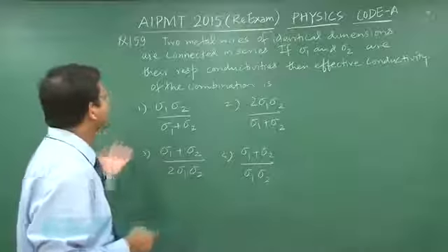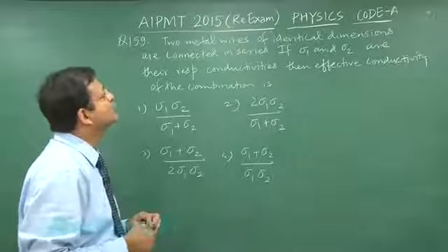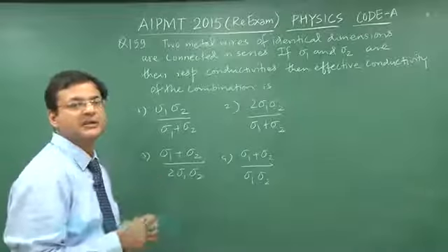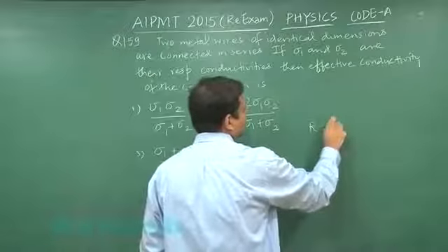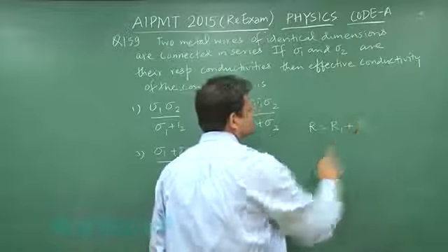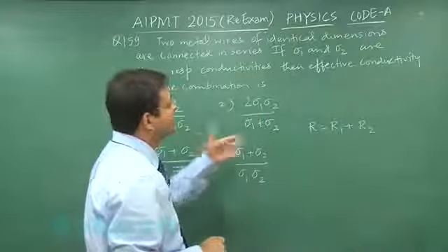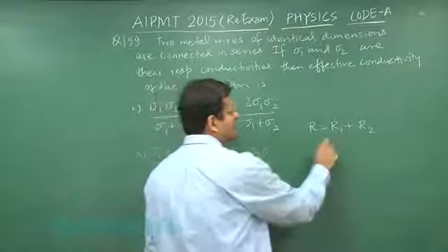In the next question, this is 159. You have been given two wires of identical dimensions. They have been connected in series. So as you know, in series their resistance will follow this equation, R is equal to R1 plus R2. And if you talk about resistance, you write rho L by A.